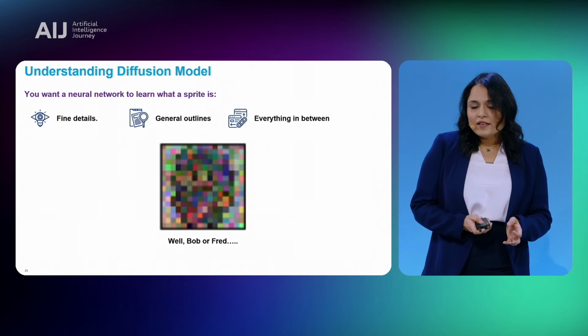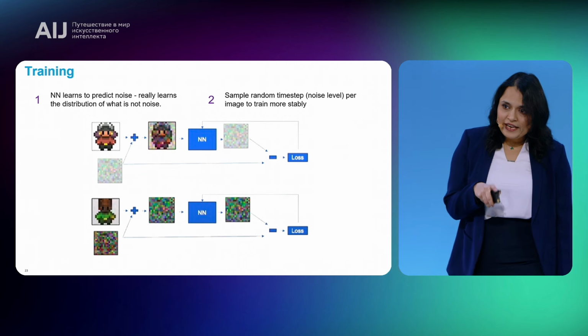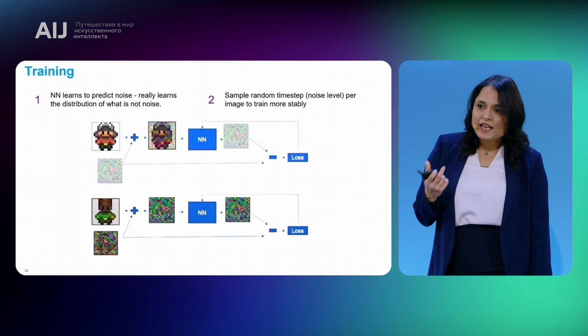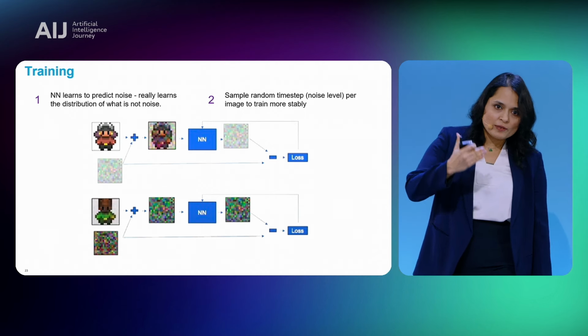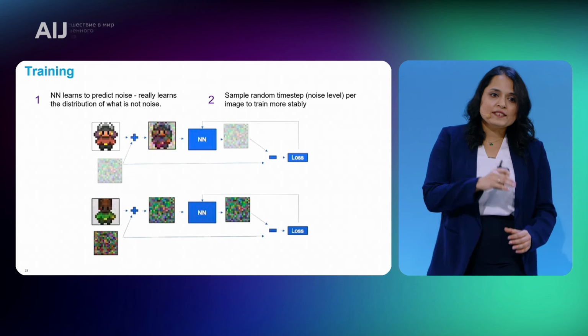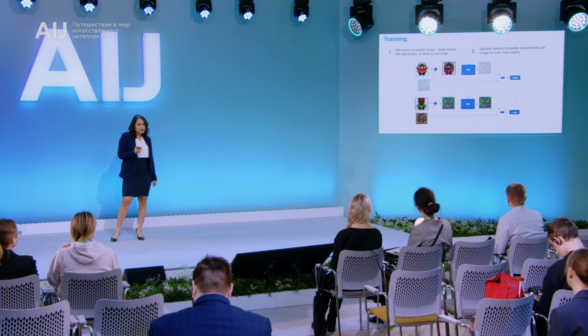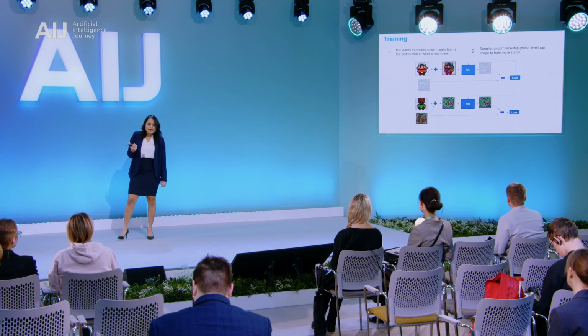So we'll go to the training part. This is how the training happens in a diffusion model. You provide a sprite as an input, and you also provide noise. You add noise to the sprite image, and this is fed as an input to your neural network. The neural network learns to predict the noise. So it's not predicting the image or the sprite here, it's predicting the noise.